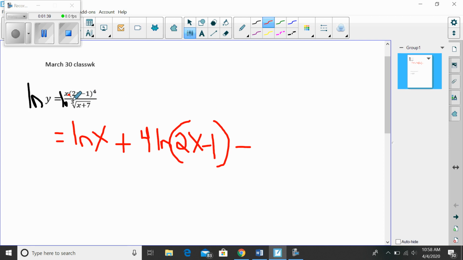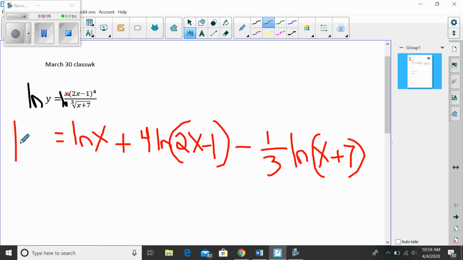Then I have a quotient, so that means I need to take the natural log, and then the cubed root is to the 1/3 power. So the 1/3 would go in front, and then I'd have natural log of x plus 7. Again, put it in parentheses so that I'm not confused about whether you mean the natural log of x added to the number 7. I want the natural log of the quantity x plus 7, so we put it in parentheses to show that. And then all of this is equal to the natural log of y.